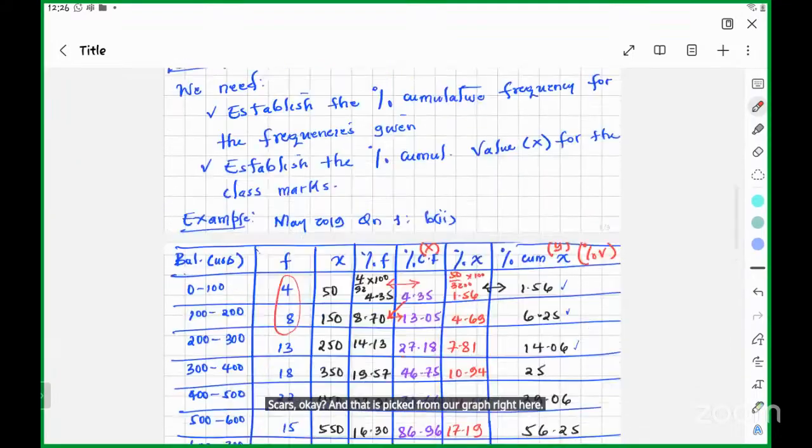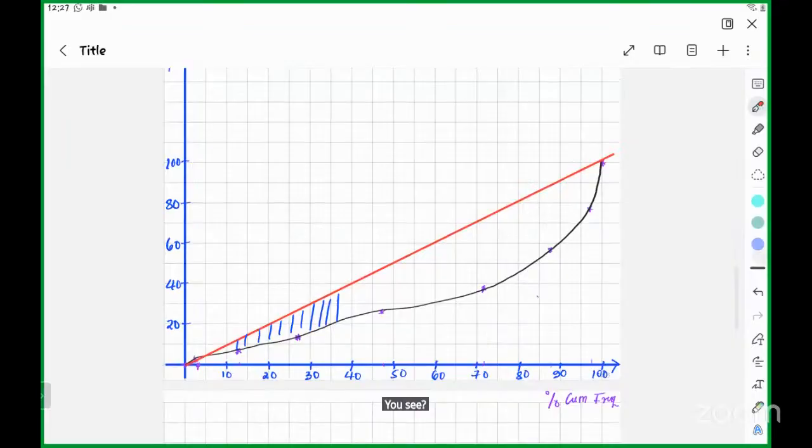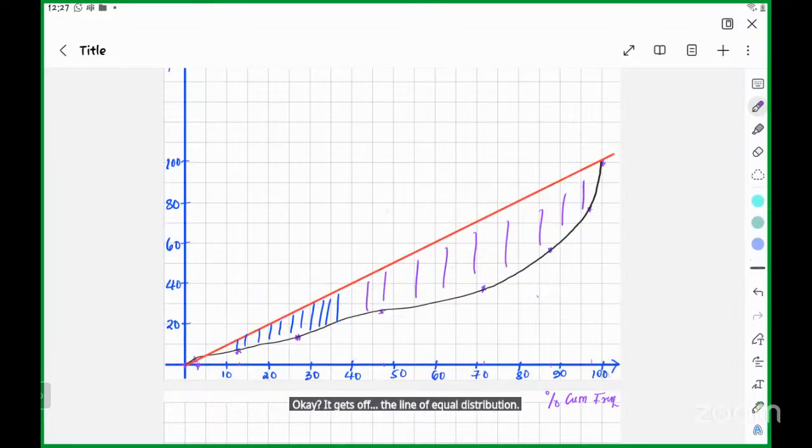You see? When you look at purple, it gets off the line of equal distribution. This is our line of equal distribution. I don't know if that is clear.